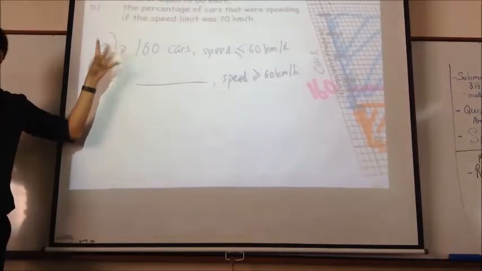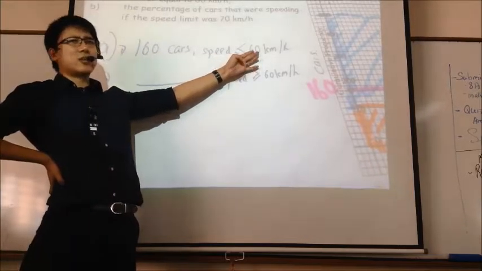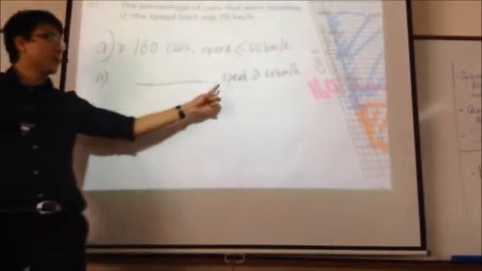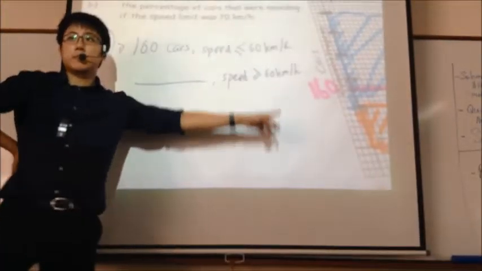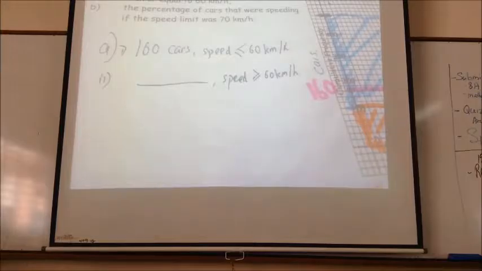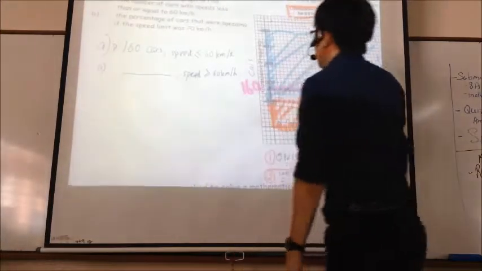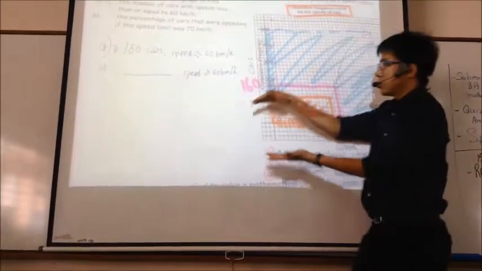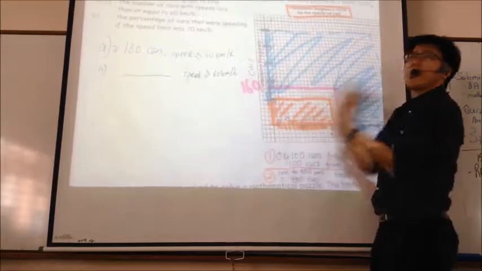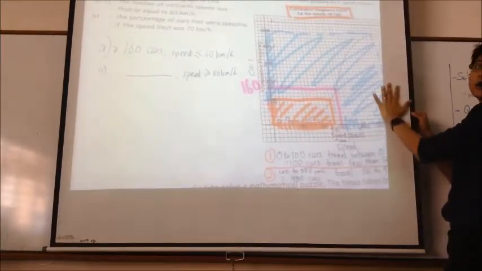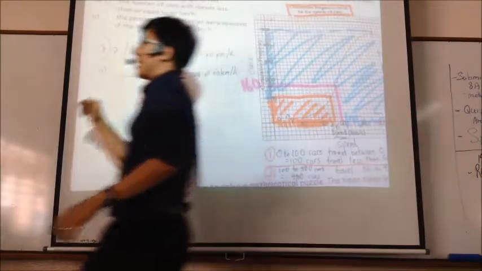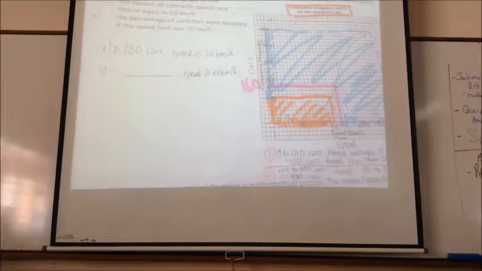Again, this first one is very simple. 160 cars, speed less than or equal to 60. If I ask you speed more than 60, it is still this pink line, isn't it? I still want to read from 60, and then I go up, I hit 160. But is the answer still 160? No, because more than means I want here. So more than means I must take 500 minus 160. Can you follow? And what's the answer? 340. Who doesn't understand this one?